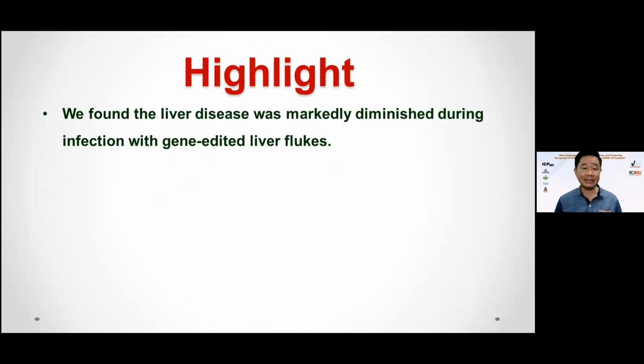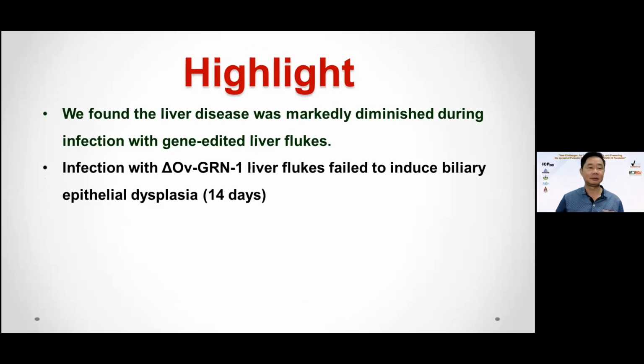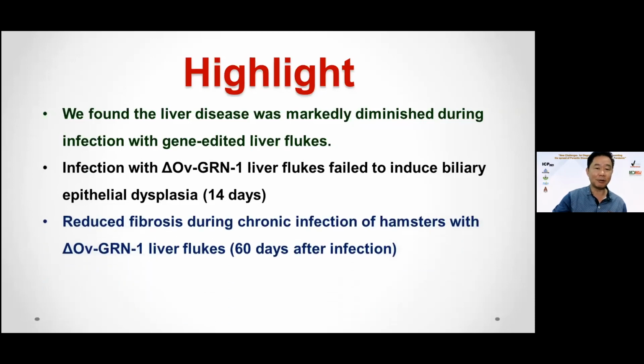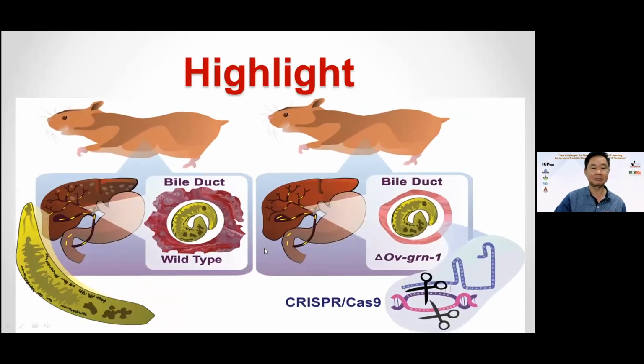So from this, using CRISPR-Cas9, we found that liver disease was remarkably decreased after we infected with gene-edited liver fluke. So there is less pathology when we knock out glandulin 1, including less epithelium dysplasia at 14 days and reduced fibrosis at 60 days. That means the worms that were mutated in glandulin 1 have less pathology. So this is the picture.